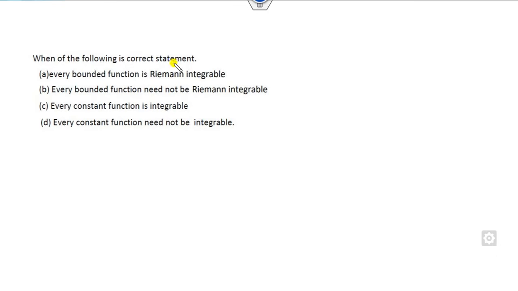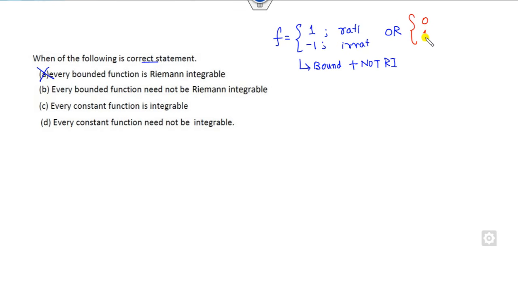Which of the following statements are correct? Every bounded function is Riemann integrable. Wrong statement, there are so many examples. If I consider 1 for rationals and -1 for irrationals, clearly this is bounded but not Riemann integrable. Or consider 0 for rational x and 1 for irrational x, again bounded but not Riemann integrable. So every bounded function need not be Riemann integrable; this is a correct statement.